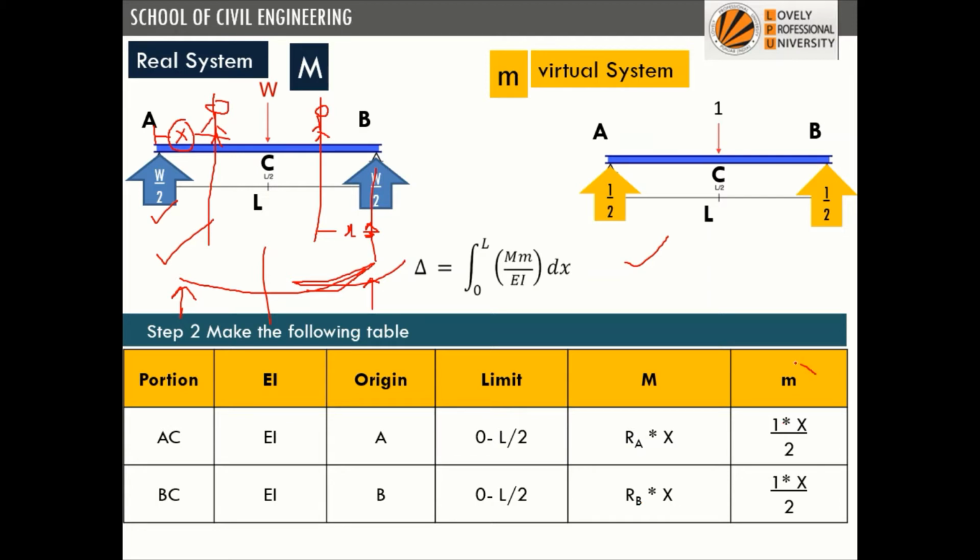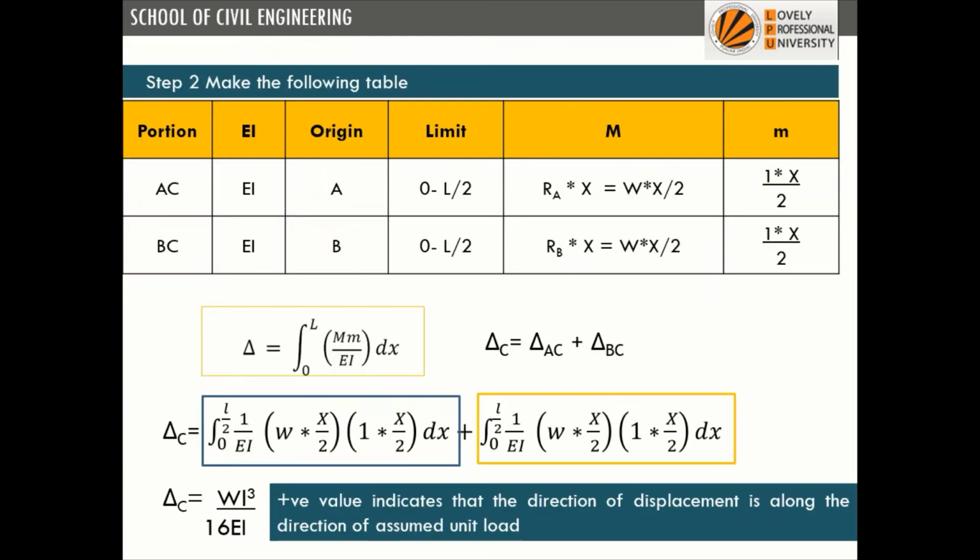Now to calculate small m, we'll use this equation or this system. For the portion AC, the origin is A, and the load is 1 by 2 into X. So the bending moment equation for portion AC will be 1 by 2 into X. Similarly for BC it will be 1 by 2 into X. So now we have written everything. In place of RA we'll write W by 2.